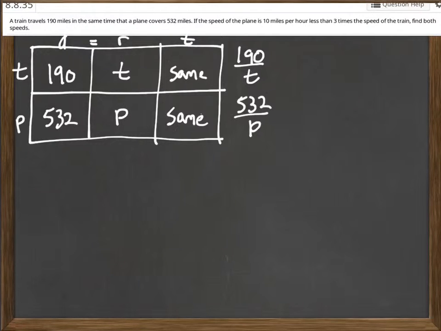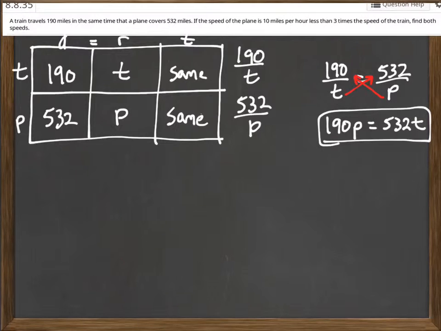Now we use the fact that the times are the same. So if they're the same, then they must be equal, even though they look very different. I've realized I have a fraction equal to a fraction, so I can go ahead and cross multiply. So multiply 190 times p, and then the t times the 532. And that gives me my first equation. It's a little bit of a different way of approaching a problem. This is a different variety than many common distance problems.